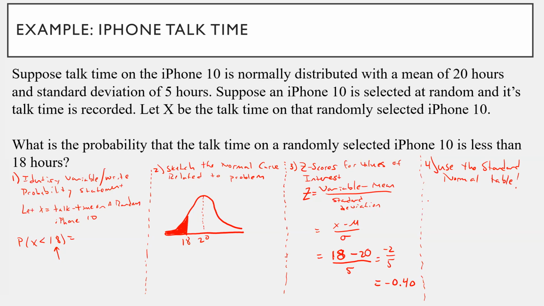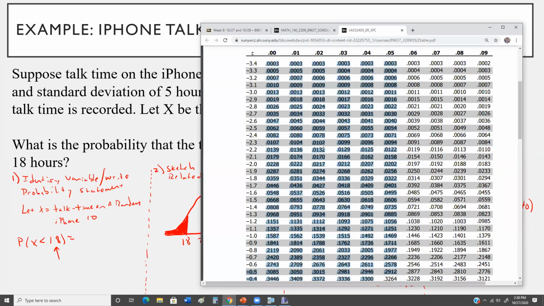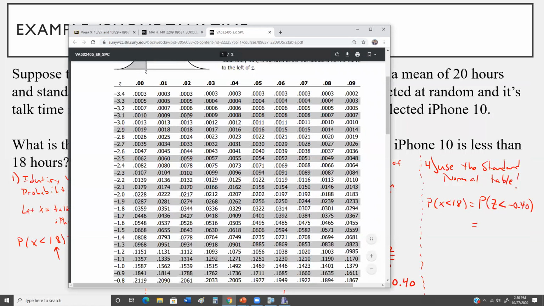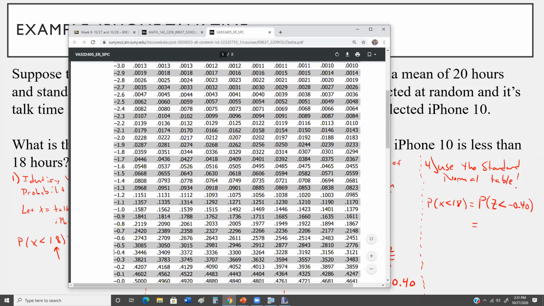So my original problem was this: what's the probability x is less than 18? Its equivalent statement is what's the probability that a z-score, because I'm changing 18 to a z-score now, is less than minus 0.40? I'm looking for an area to the left, and I know the z-score. So I'm going to go to negative 0.40, and we got it. Alyssa has it right in the chat. Negative 0.4, the last digit is 0, and you get 0.3446. So that's the answer.